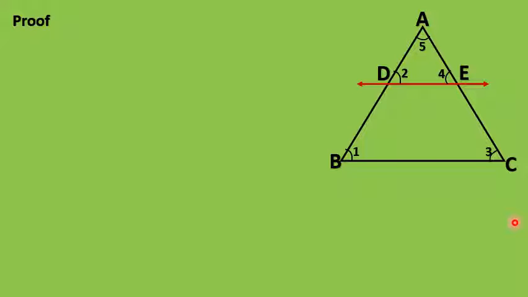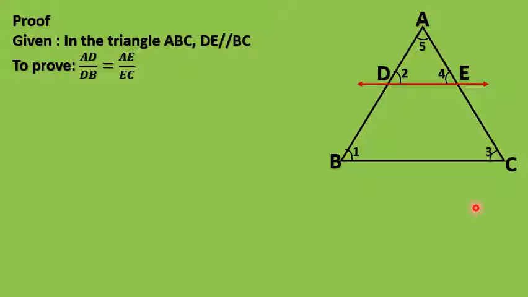So to prove that, let us draw the triangle and the parallel line DE, and let us mark the angles formed. Okay, now the proof. First, let us write what is given. It is given that in triangle ABC, DE is parallel to BC. What we have to prove is AD by DB equal to AE by EC. That is, point D and point E divide the sides in the same ratio, that we have to prove.